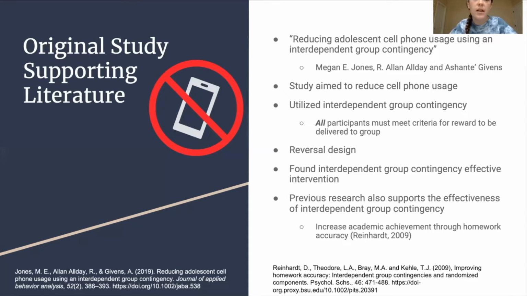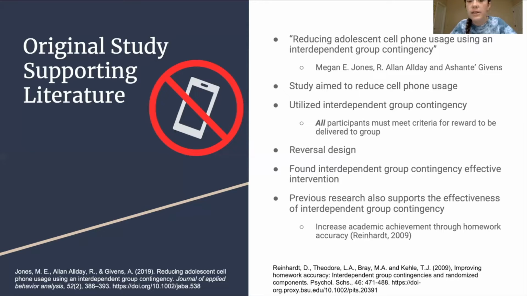The original study also utilized a reversal design in order to evaluate the effects of the intervention on cell phone use. During the intervention phases, the teacher would tell the students if the entire class did not use their cell phone during the designated period, then they would receive uninterrupted access to their phones for 10 minutes during what they called a free time in class. They also found that it was most effective when this free time was at the end of class.